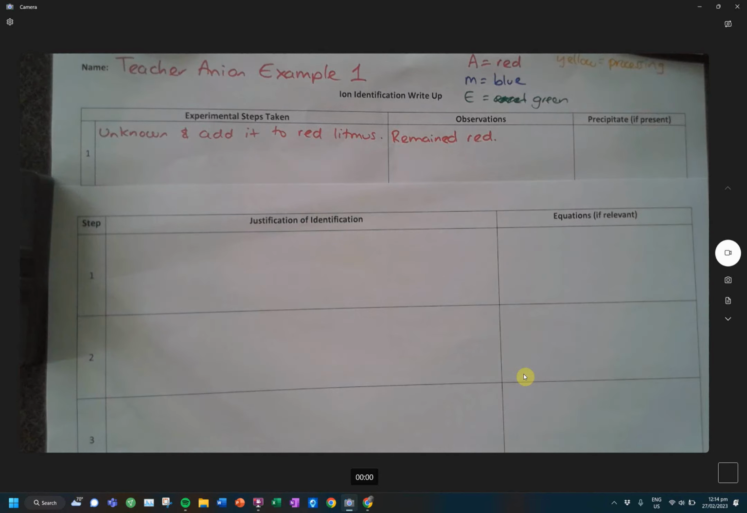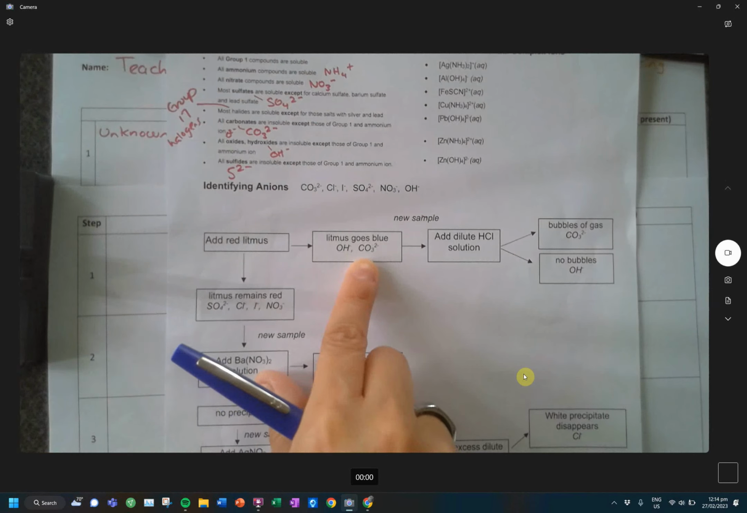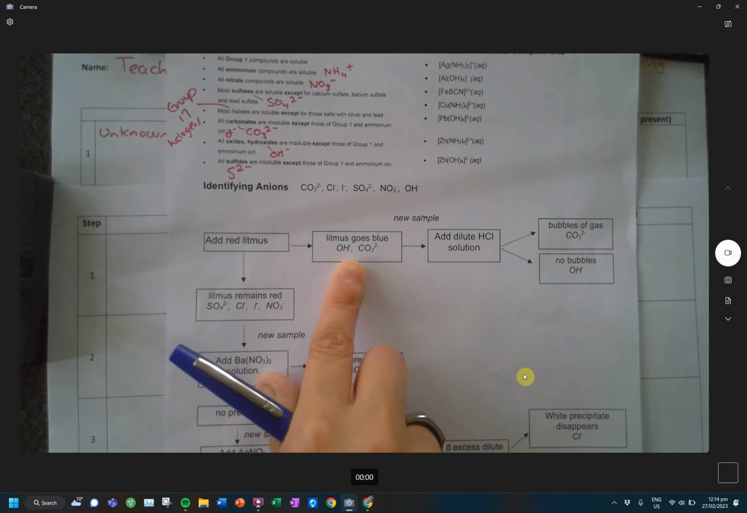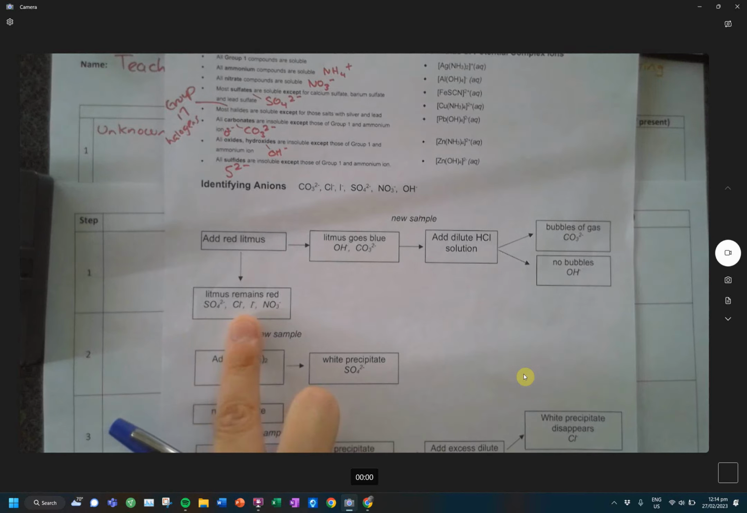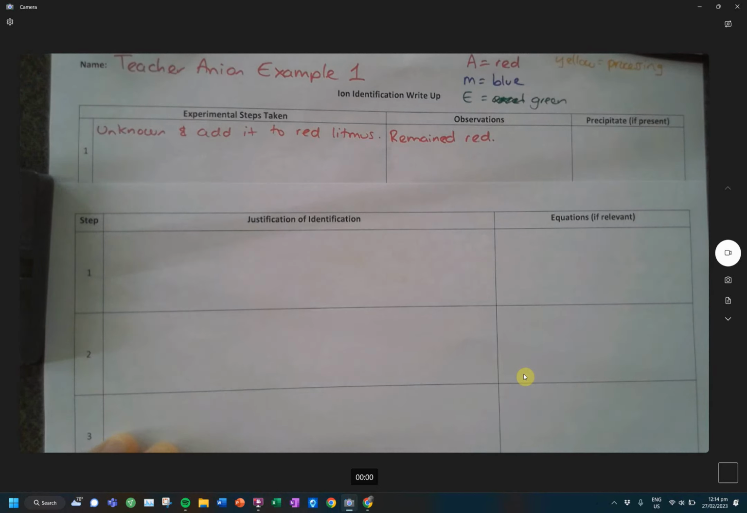If I was thinking about justifications for that, with litmus paper, what is it supposed to do? Do you guys remember? It's supposed to tell us pH. So if we look at our list, there's hydroxide and carbonate. Both of those are basic anions, whereas the sulfate, chloride, iodide, and nitrate are all not basic ions. So that's what the first step is telling me, and that's my observation. To justify that observation, I would say it remains red because the anion is not a base.